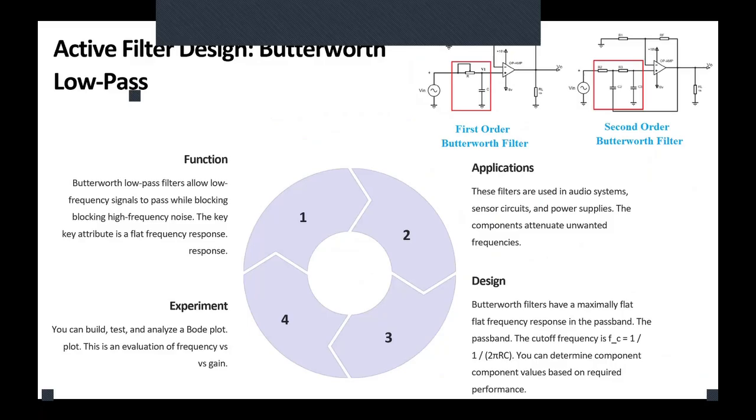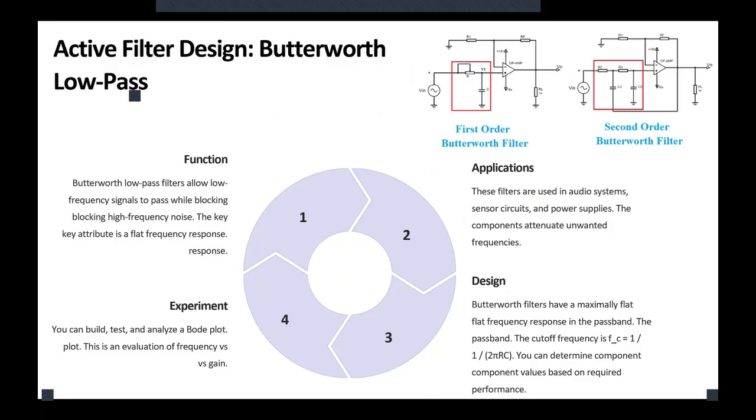Now let's go a little bit deeper on the applications. Let's talk about one of the most popular applications of the op-amp, which is active filter design. Let's talk about filters first. A filter is a circuit that selectively allows certain frequencies to pass through while blocking or attenuating other frequencies.